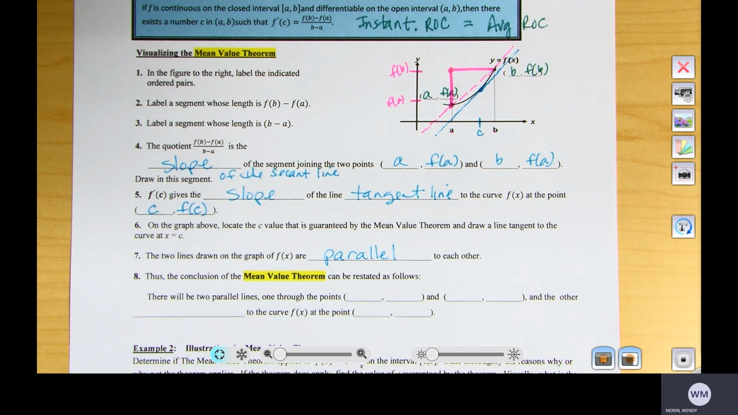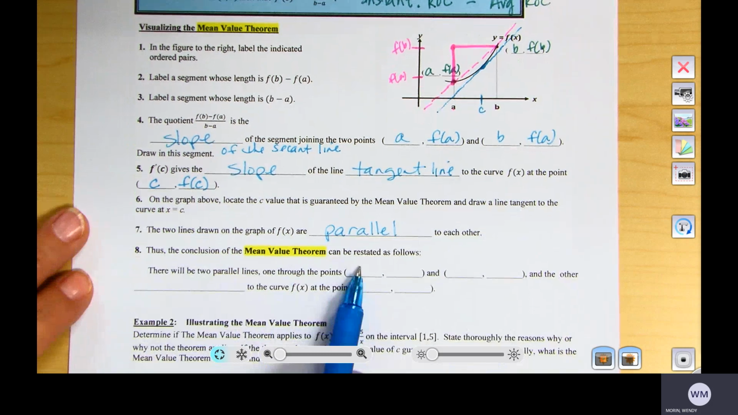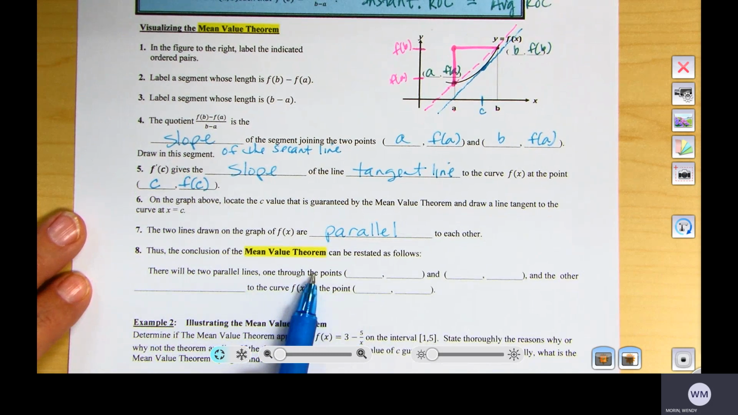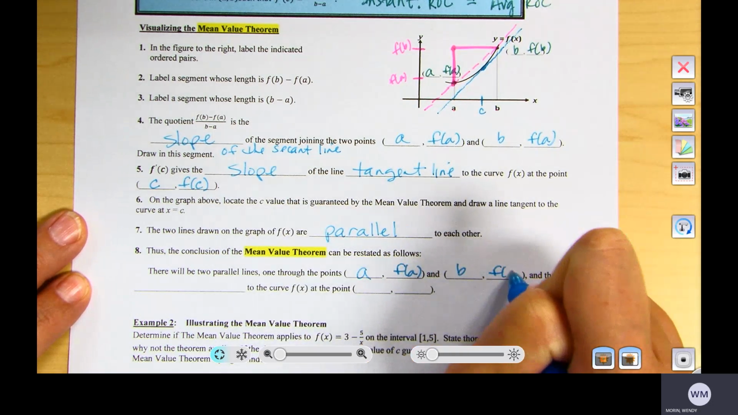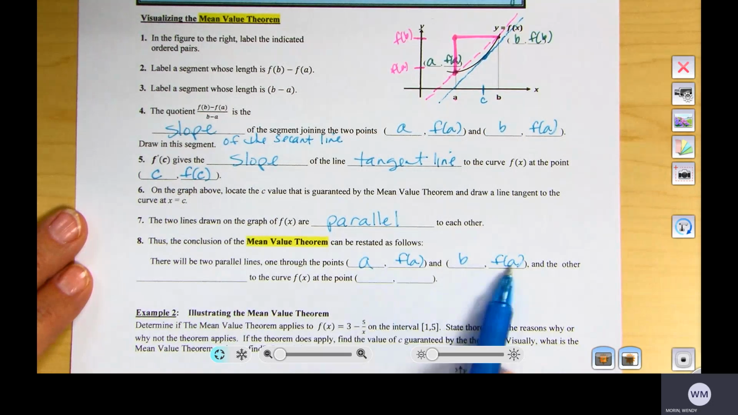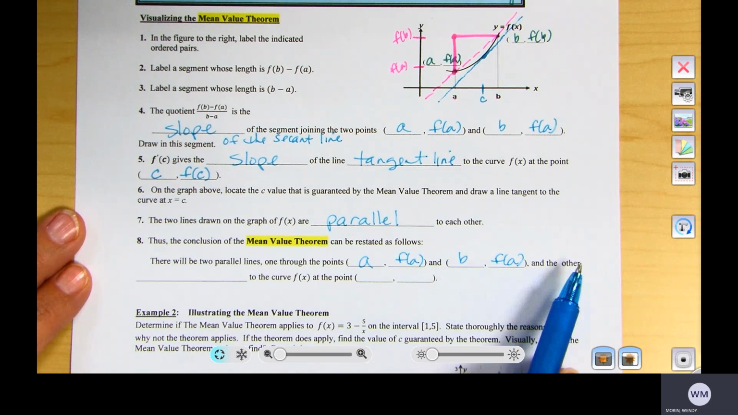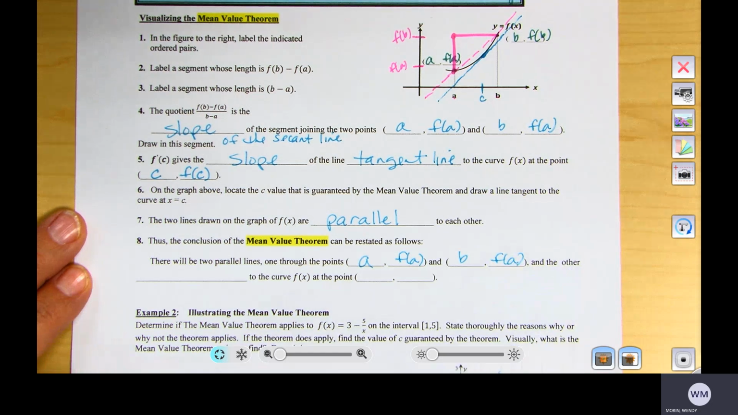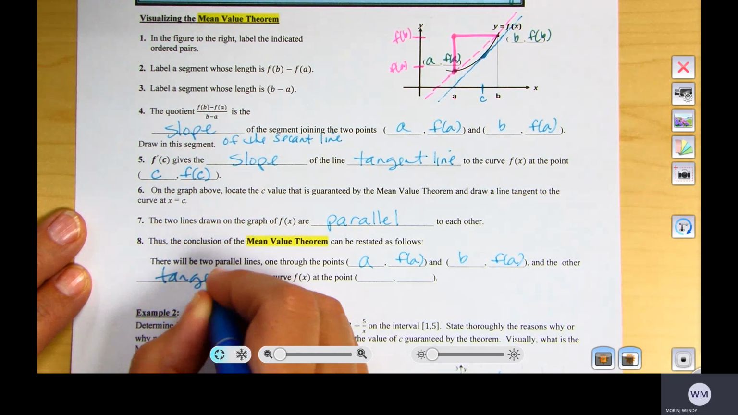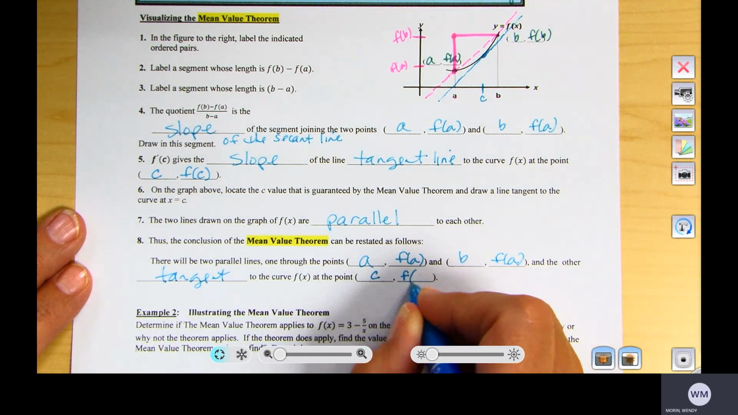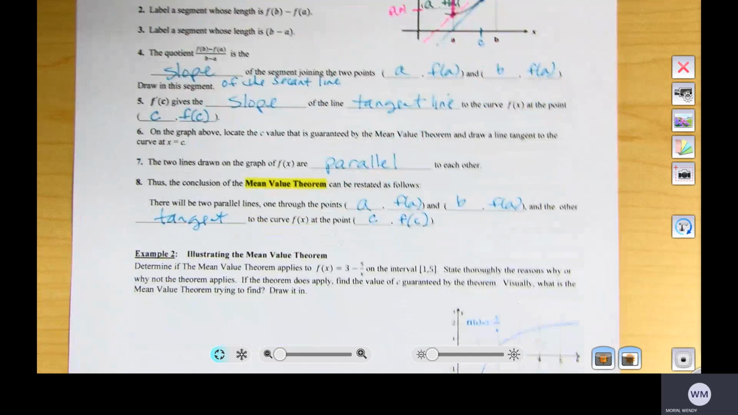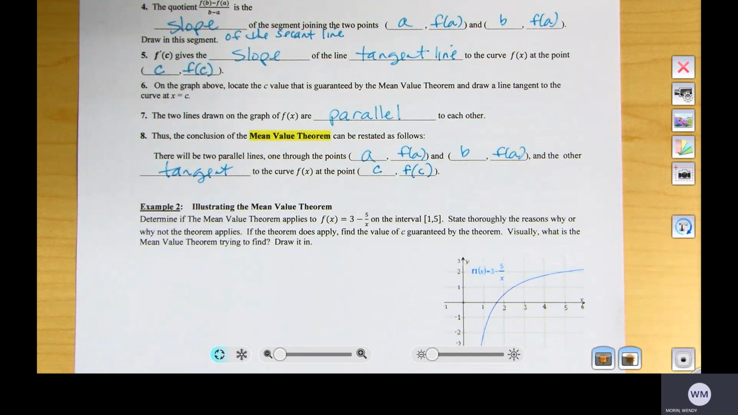And then this is the conclusion of the mean value theorem. So let's go ahead and restate it. Okay, there are two parallel lines, one through a point a, f of a, and b, f of b. Okay, that's the secant line. And the other is tangent to the curve at a point in between. We call it c, f of c. That's the mean value theorem.